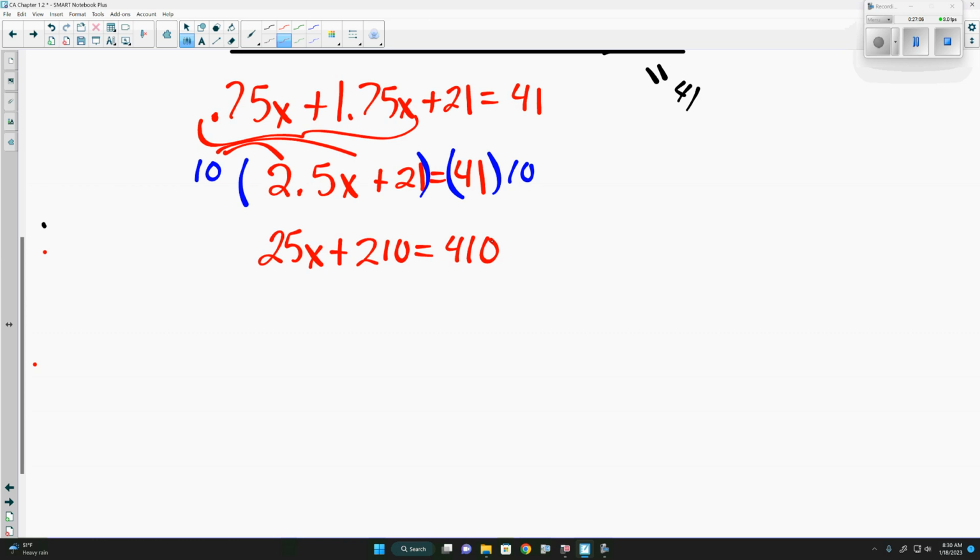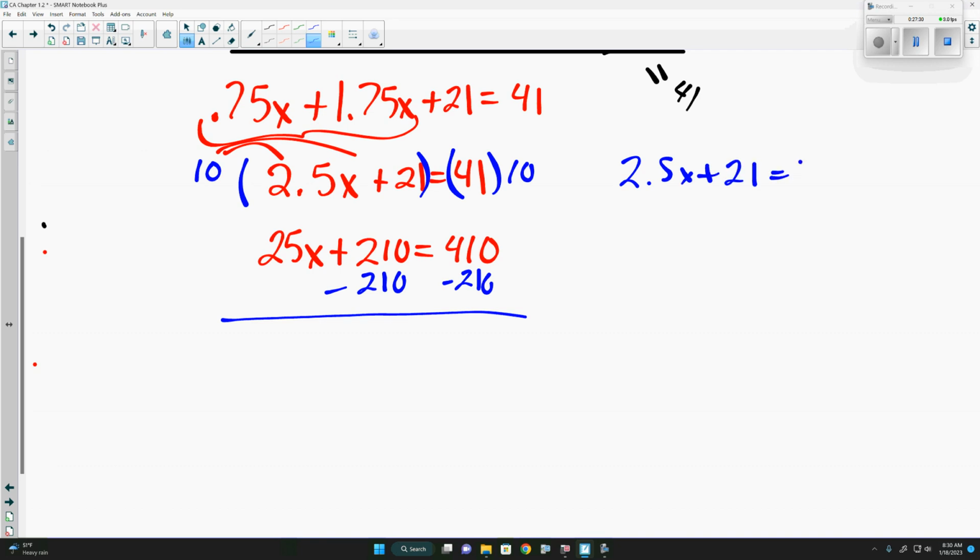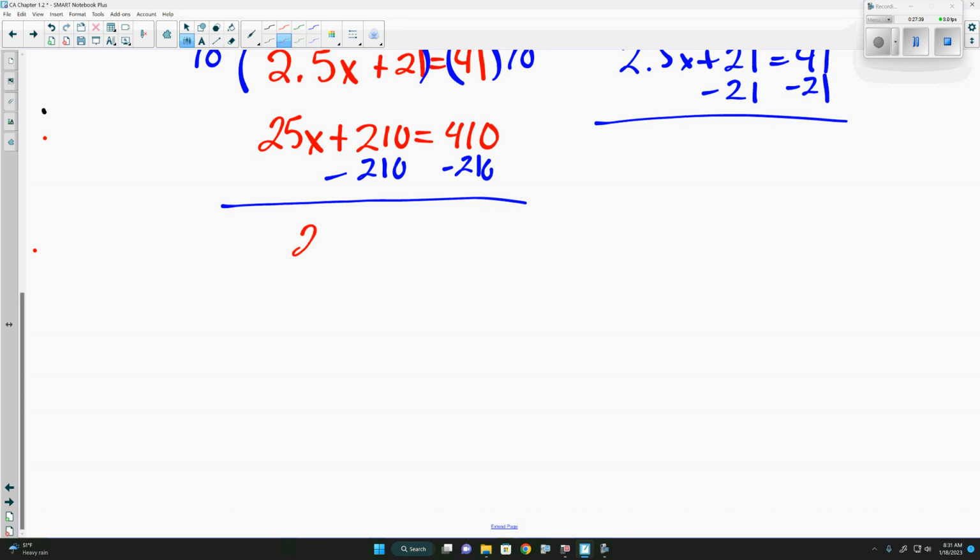That doesn't look as nice as 25x plus 210 equals 410. I can deal with 25 a little bit better. We're used to dealing with 25s more than 2.5. We'll get the same answer. It won't change. Because our next step is going to be to subtract, if we did it here, 210. The other way is to subtract 21. And in either case, here we're going to get 25x is equal to 200. Here we get 2.5x is equal to 20.